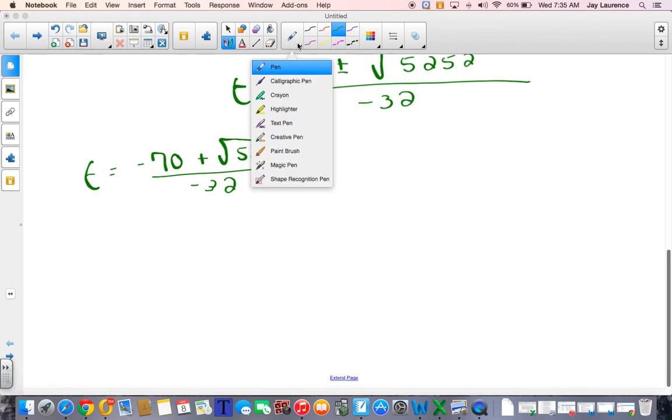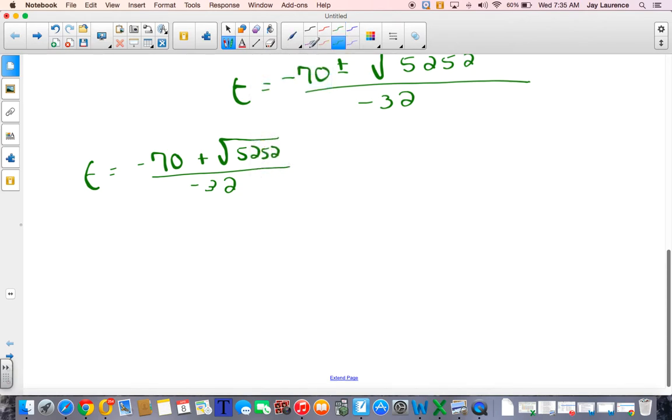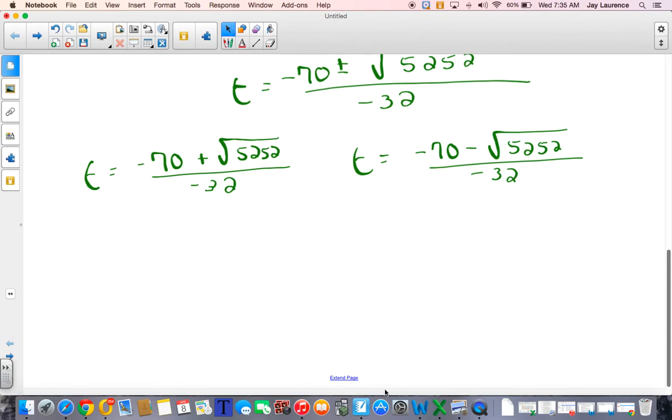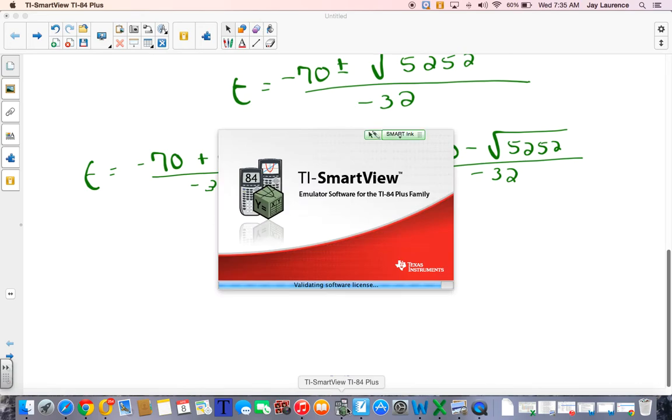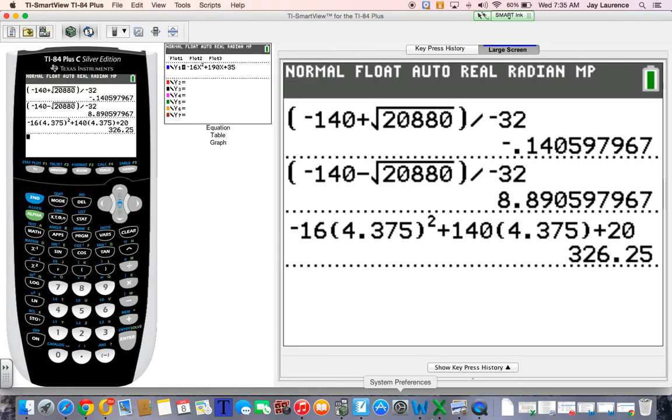So for the other one, oh my goodness, silly Mr. Lawrence, t equals t, a true statement, but not helpful. All right, negative 70 minus the square root of 5,252 divided by negative 32. And that will get me the correct answer. Now, let me get my graphing calculator up here. I'm going to model this one more time. I've shown a lot of you how to do this, and you just kind of think, well, you like your way better. Well, your way is not always getting the right answers.